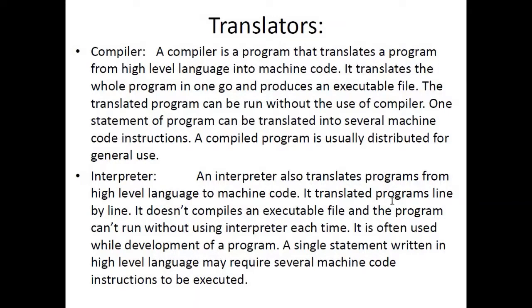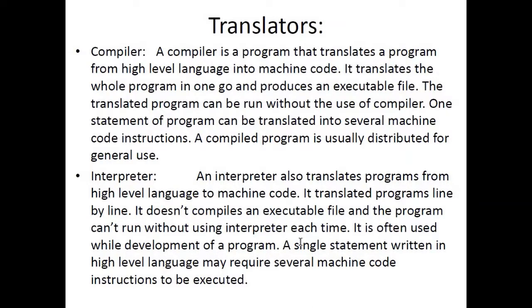It translates the program line by line. It doesn't compile an executable file, and the program can't run without using the interpreter each time. It is often used during development of a program, whereas a compiler is used in the production phase of a program, when all the lines of code have been written, checked and debugged. Then we run a compiler to produce an exe file and hand it over to a client for installation.